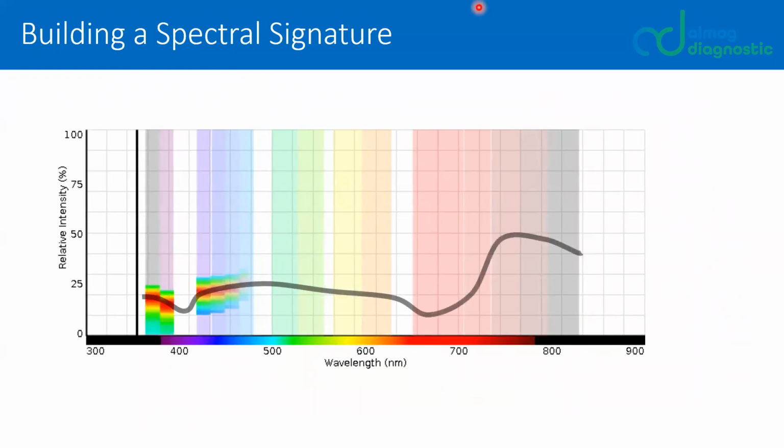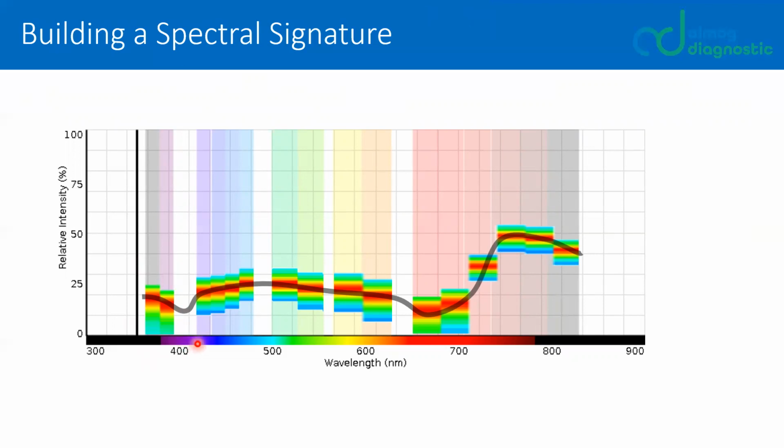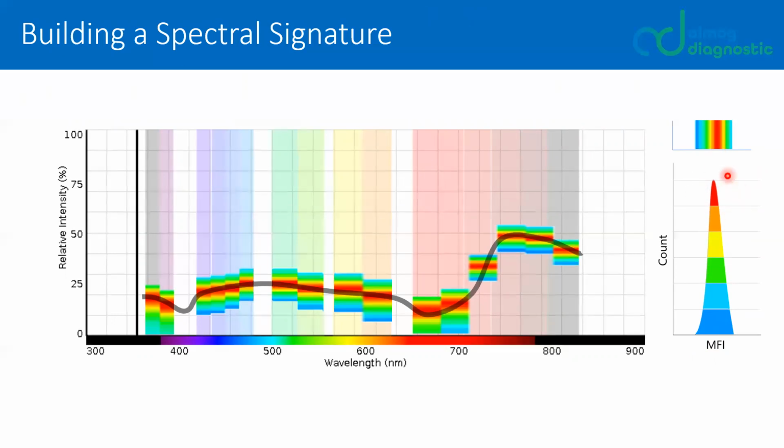So let's take a closer look at how the spectral fingerprint is built. You can see here the emission signal in each detector. Here we see 16 detectors for the UV laser. And to understand this better, we'll pull out just one of those channels. Looking at the top-down view of a regular count histogram, we can understand now that the red area in the middle is for the highest count, the most dense population area, where the blue has the least count.